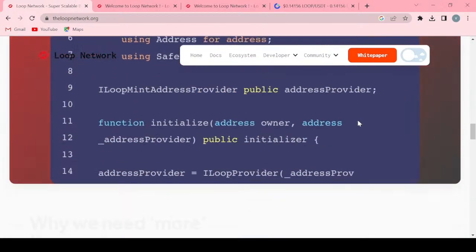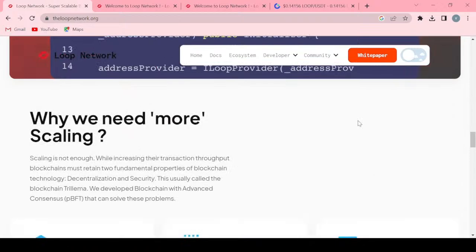Here is the topic of scaling. Why do they need more scaling? Scaling is not enough while increasing transaction throughput; blockchains must retain two fundamental properties of blockchain technology. I think we have already talked about blockchain in our previous live streams. If you're not aware of what blockchain technology is, you may go through the previous live streams on Gate.io. Here, decentralization and security are usually called the blockchain trilemma.